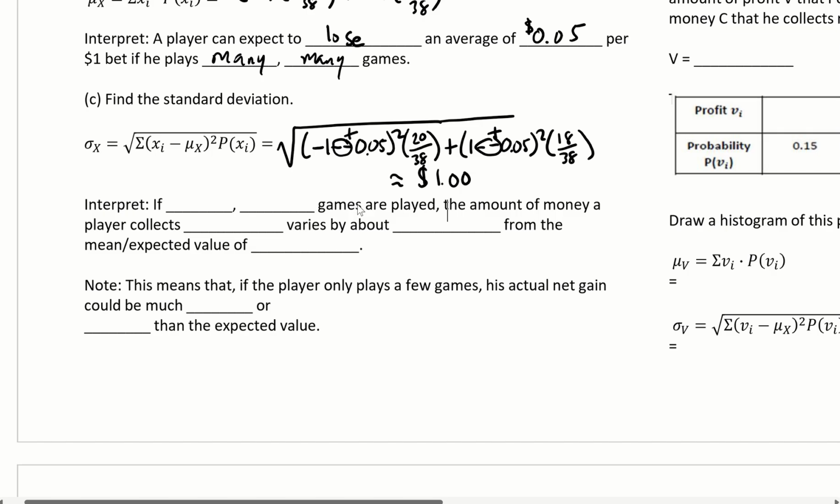All right. So in that case, to interpret this, this is the variability. This is how much we would see the spread. So we would lose an average of 5 cents over many games, but the spread of that is going to be $1. So it's going to vary about that by that much. If many games were played, the amount of money a player collects will typically vary by about $1 from the mean expected value of -0.05.